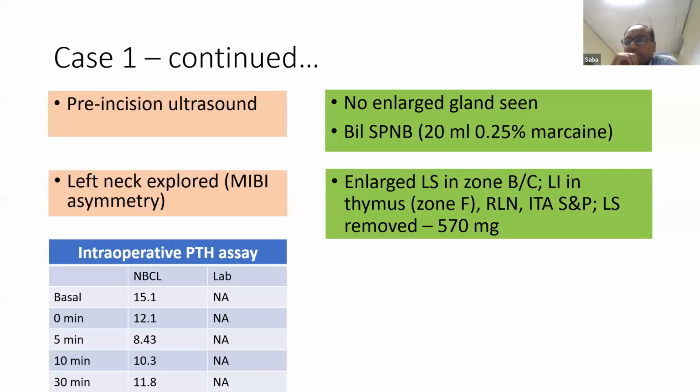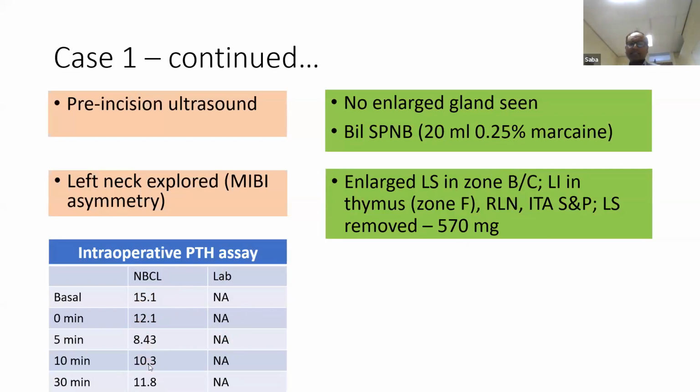We did the intra-PTH. You can see the numbers on the screen. The current practice is to rely on NBCL intra-PTH. We also take samples simultaneously for the lab, but the lab results aren't available during surgery. We just wait for the lab results the next day. It's an ongoing validation that our lab colleagues are happy to do, so we can ensure that we're getting consistent results with the NBCL. So you can see that the basal was 15, and then 12 at 0 minutes, 8 at 5 minutes, 10 at 10 minutes.